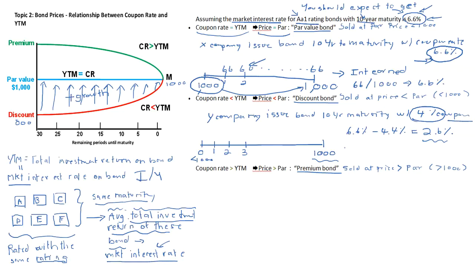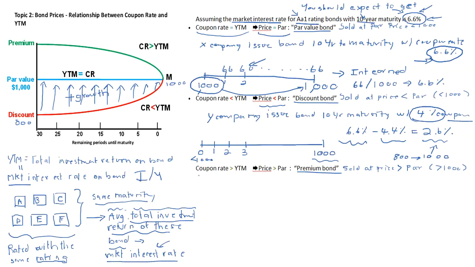So back to here. When the bond is issued with a coupon rate less than the market interest rate, the bond will be sold at a price less than par, because the investor needs to get some extra earning from the growth of the price, the discount bond price that grows to the par value. Okay, so that will be the situation of a discount bond.